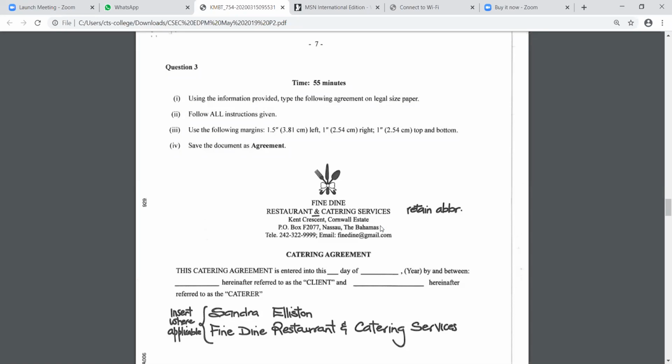So where would I put Sandra and where would I put the second line? What goes where? Who is the client and who is the caterer? Read the paragraph and you tell me which piece of information goes where. Sandra Elliston go after caterer. After caterer does not have a line. There's a line before and after client. Where would Sandra Elliston go? Who is the client and who is the caterer there?